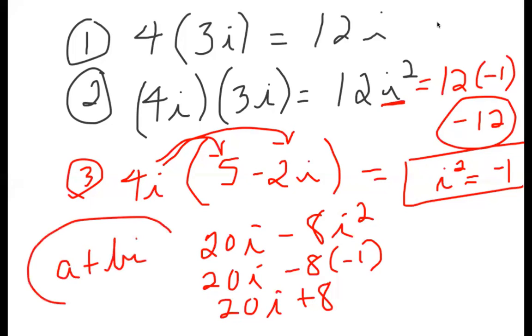Now, remember, guys, it's best to write these answers in the form of a plus bi, as in the real number first, followed by the imaginary number. So you might want to take this answer right here and rewrite it as 8 plus 20i. So it mimics the complex number form, all right? It's not required, but it's good to know that when you write your complex numbers, they are in the form of a plus bi. All right, next one, guys, number 4.